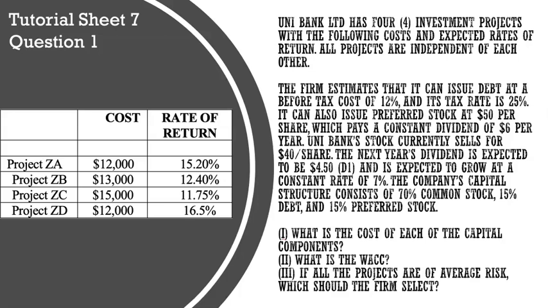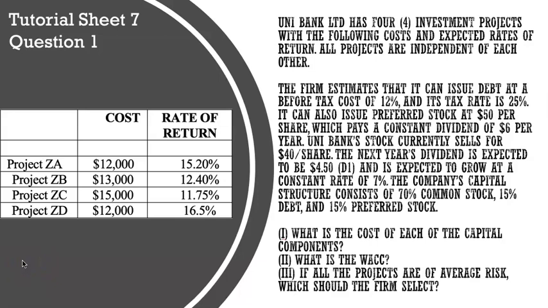Greetings. This is tutorial sheet 7, question 1. Unibank Limited has 4 investment projects with the following costs and expected rates of return. All projects are independent of each other. So here's our table with that information.